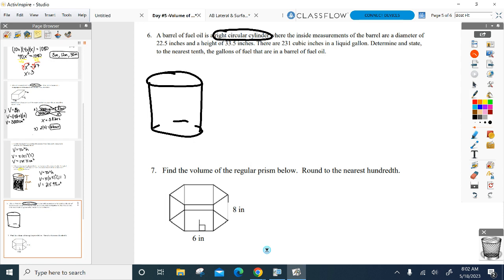Diameter. All right, we got a diameter of 22.5 and a height of 33.5. And there are 231 cubic inches in a liquid gallon. Determine and state the gallons of fuel that are in this barrel.